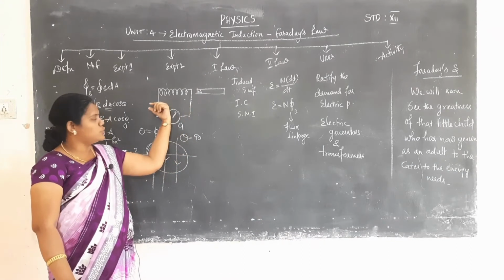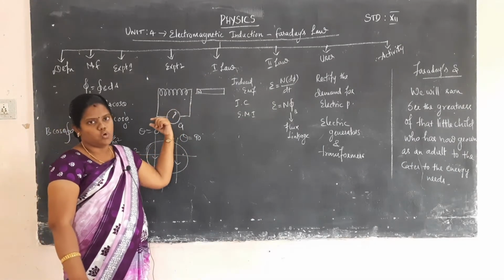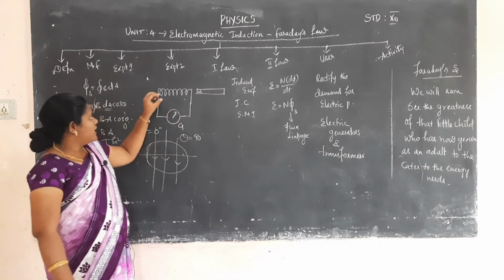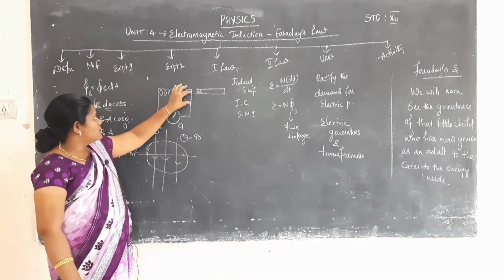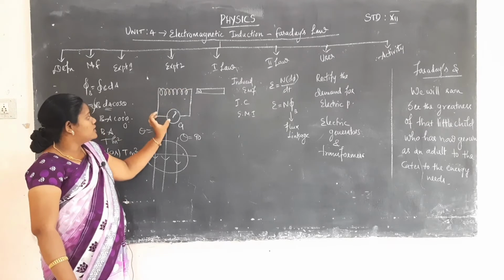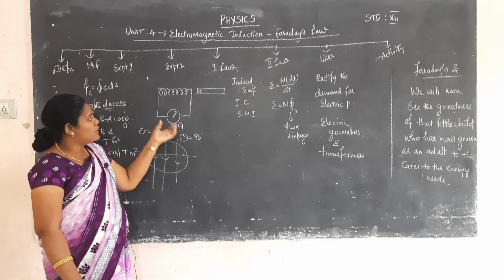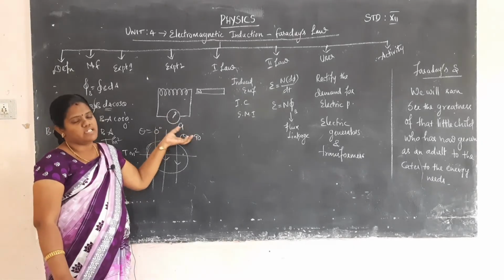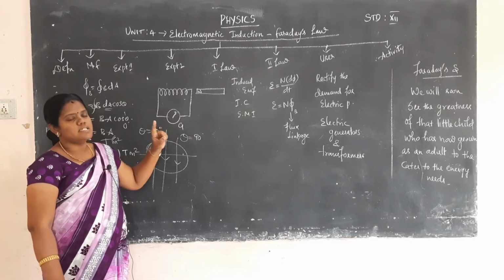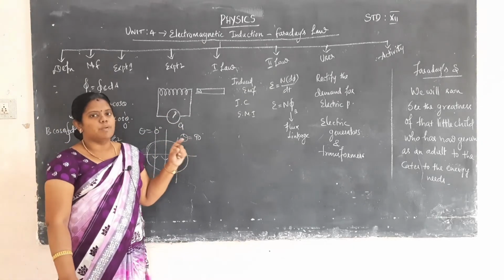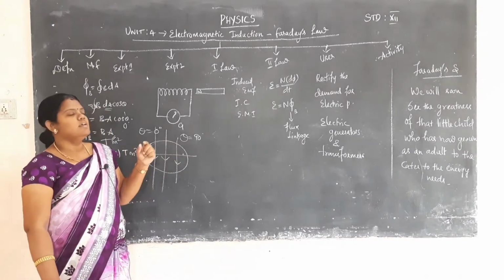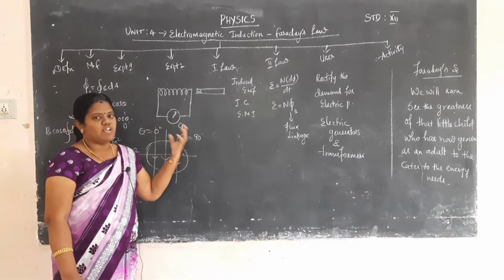is brought near to the coil. That way the coil has some current induced, and the galvanometer is deflected. So the first experiment: the bar magnet is moved towards the coil, and the galvanometer shows deflection.